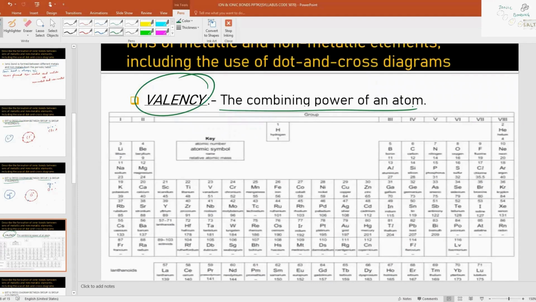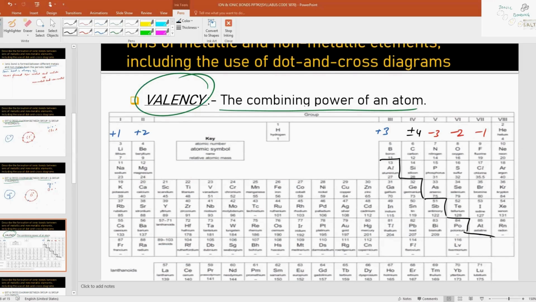gain during bonding. So here is the valency of all the group elements starting from group 1 and ending on group 7. For metals, we have to place a plus sign before their valency. Plus 1 for group 1, plus 2 for group 2, plus 3 for group 3, group 5 minus 3, group 6 minus 2, group 7 minus 1, group 4 plus or minus 4. Here's a staircase line also.